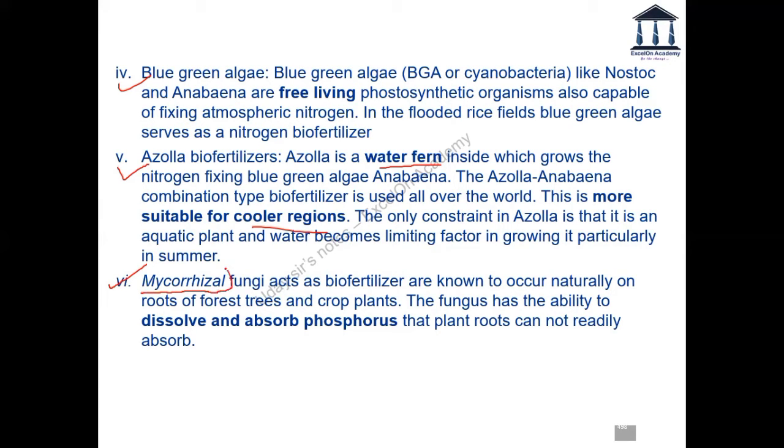Mycorrhizal fungi. The reason why I mentioned this here is that it is somewhat unique in its ability to absorb phosphorus, because so far we talked about nitrogen. See, one, it is fungi. Fungi are generally not known as biofertilizer. In this case, it is a biofertilizer with a unique property of being able to dissolve and absorb phosphorus, which then gets passed on to the plant. We know that like nitrogen, phosphorus is also an important nutrient. So we looked at cropping pattern. Now we looked at biofertilizers.